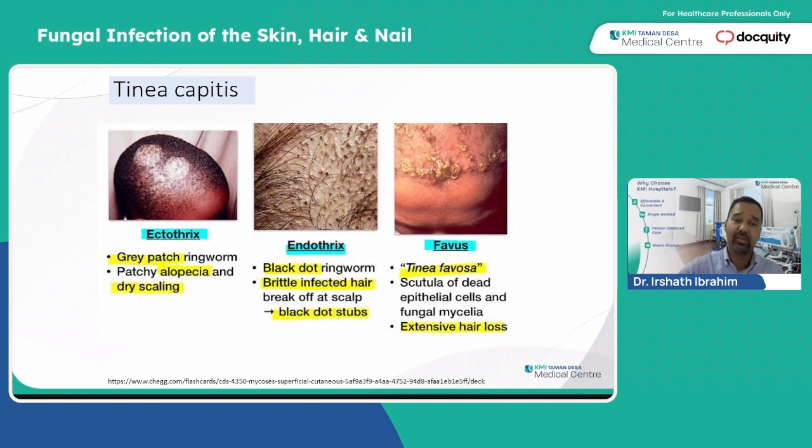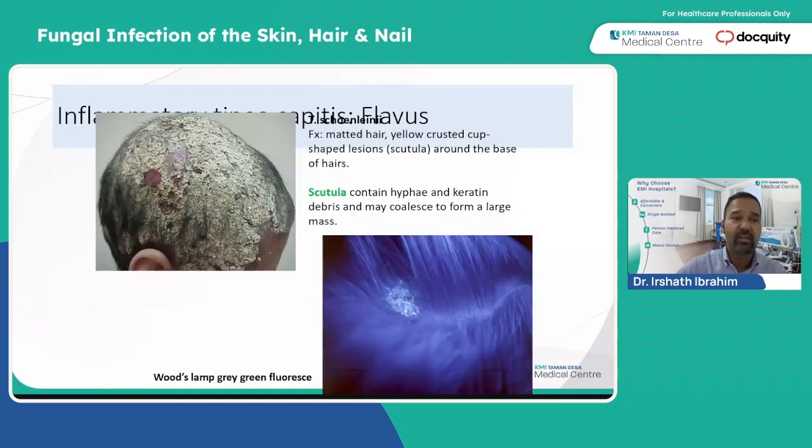You get what is termed scutula, which is cups of yellow-colored crusting. It contains epithelial cells and fungal cells. So this is inflammatory tinea capitis or favus, where the hair has become matted, and then scutula form around the base of the hair. If you have a Wood's lamp, then you can see this grayish green to yellowish fluorescence.